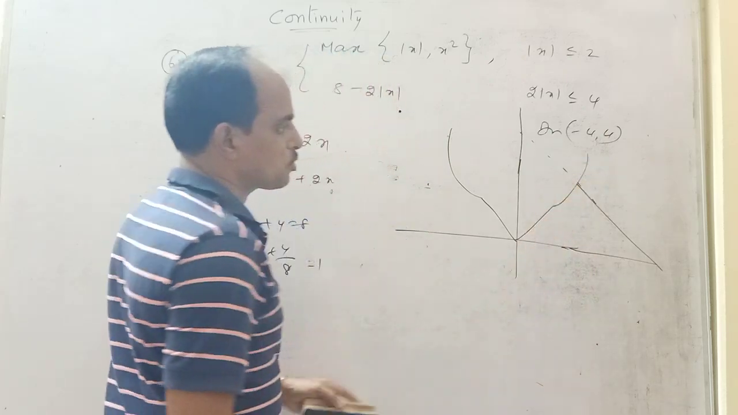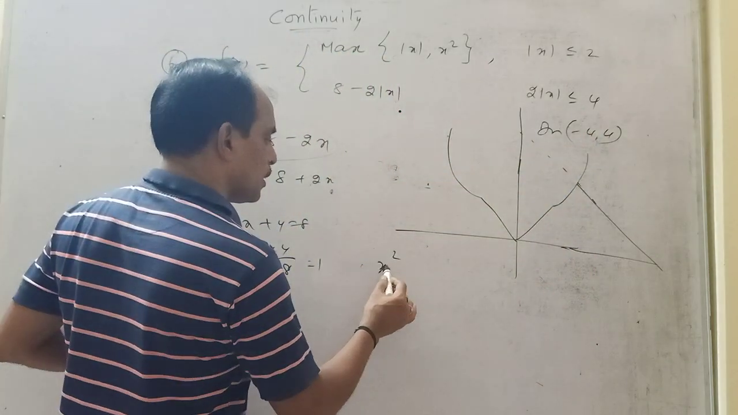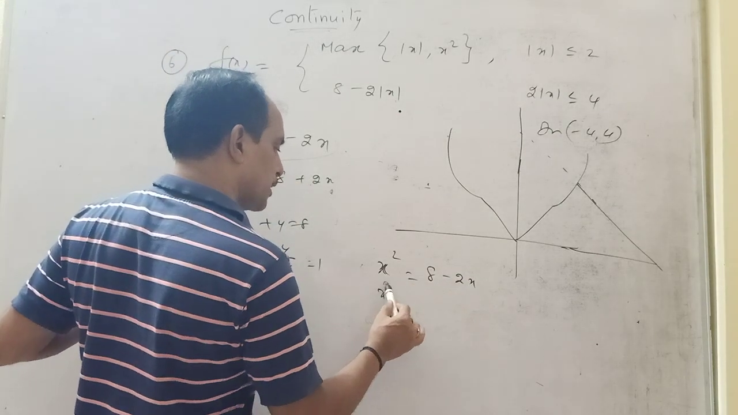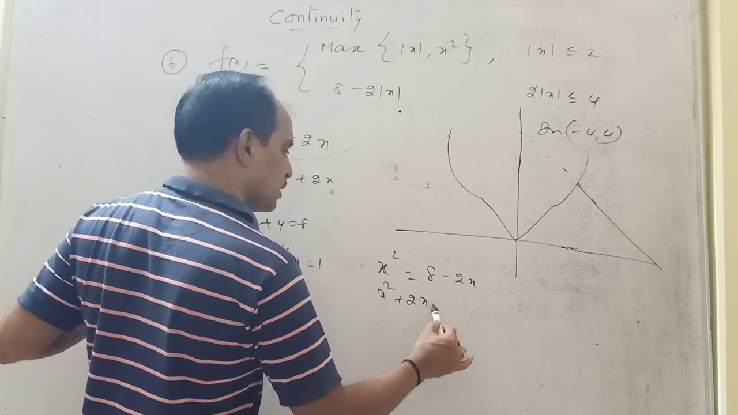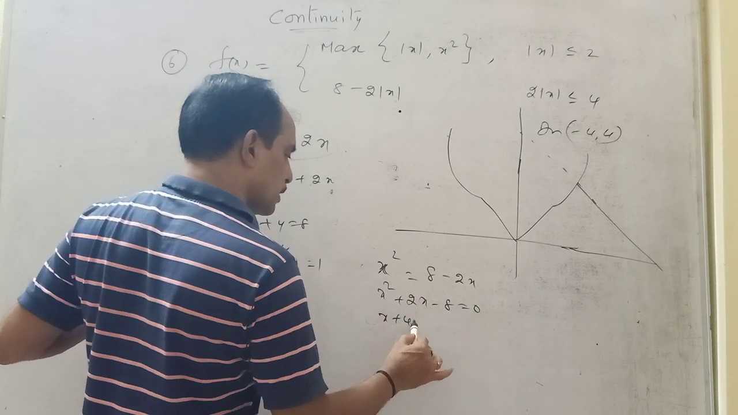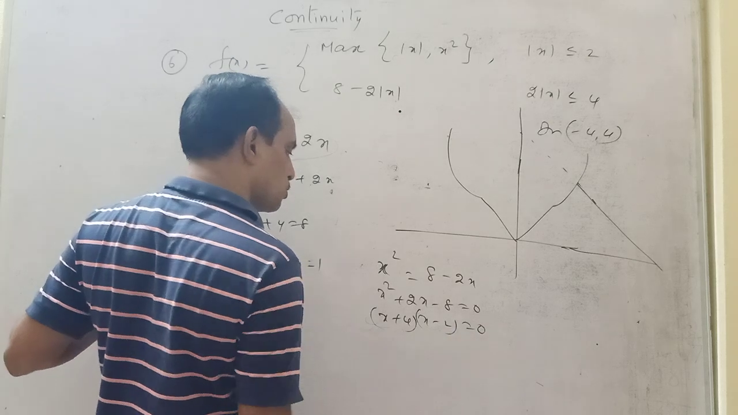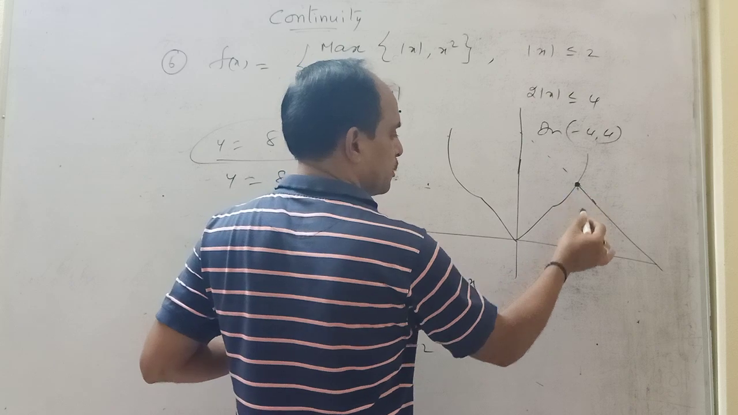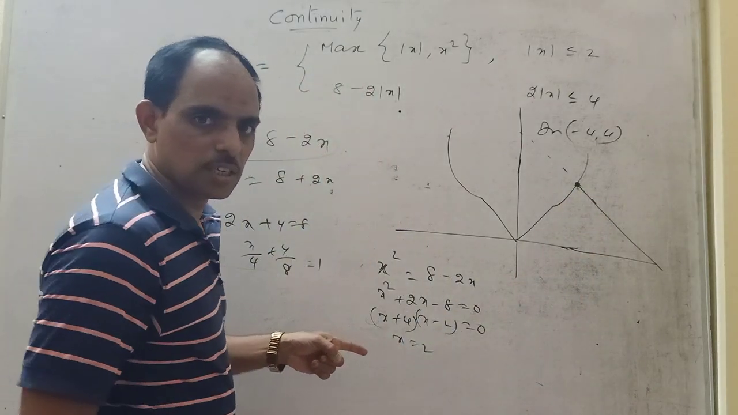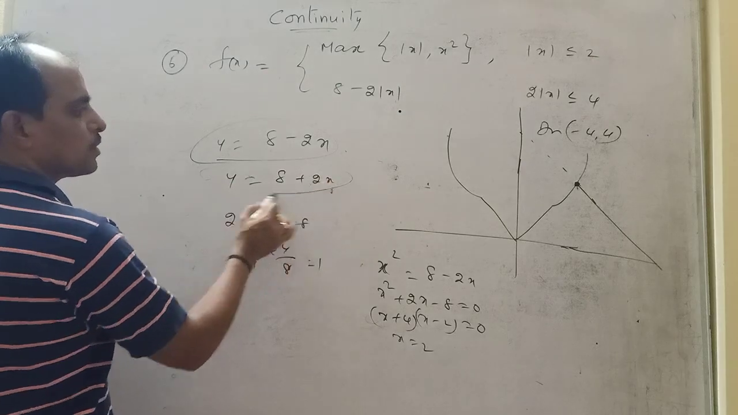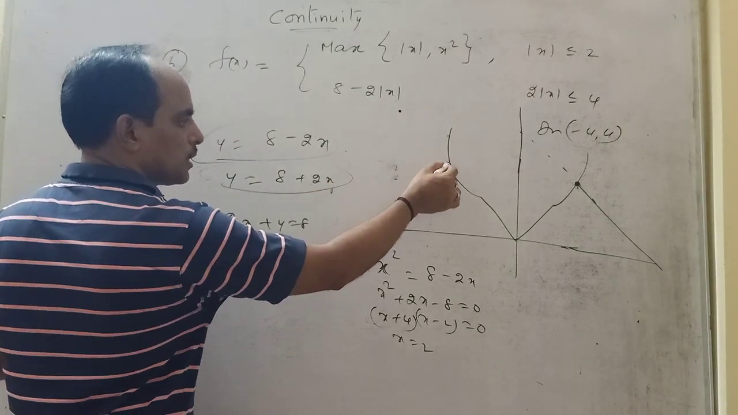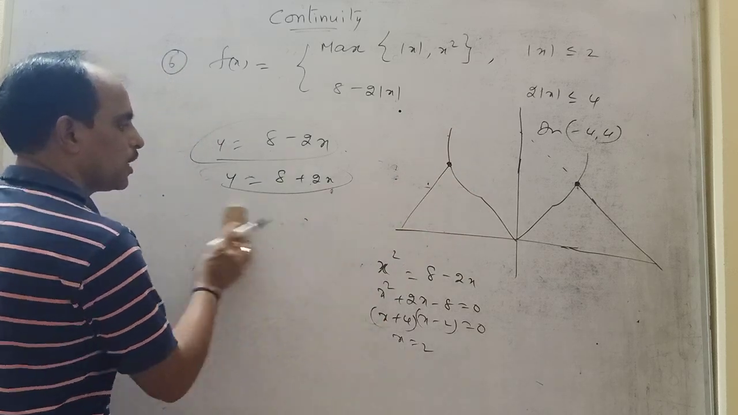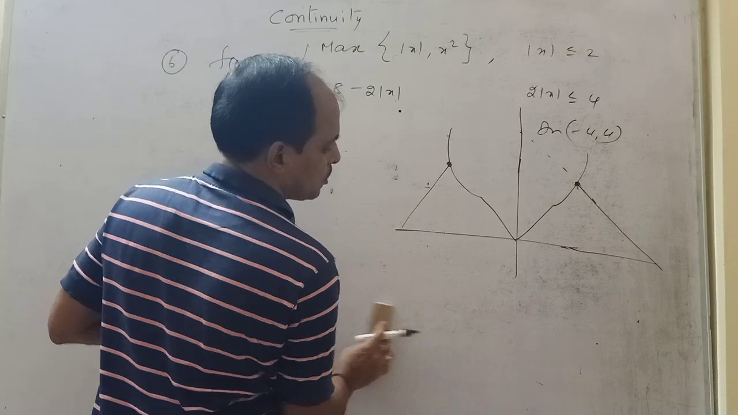Okay. Where the two curves meet. This is the curve x square and this is the curve 8 minus 2x. So x square plus 2x minus 8 is equal to 0. That is x plus 4 into x minus 2 is equal to 0. So x is equal to 2. So both the curves meet at 2. Okay. Is it clear? Of course, the same curve, another line y is equal to 8 plus 2x, the line will be like this. It meets this curve x square at x is equal to minus 2. Okay. Now, this is the graph of these two curves.